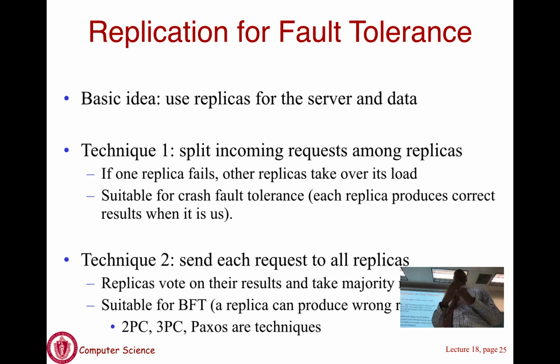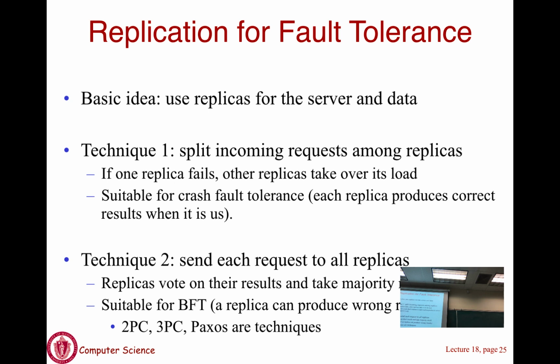Remember that we have used replication for multiple purposes in this course. Okay. One reason to replicate is you want more performance. So think of a replicated web server. Requests are coming in and each request is sent to one replica. You're splitting the load across multiple replicas. Okay. That is replication to get better performance, to scale your system.